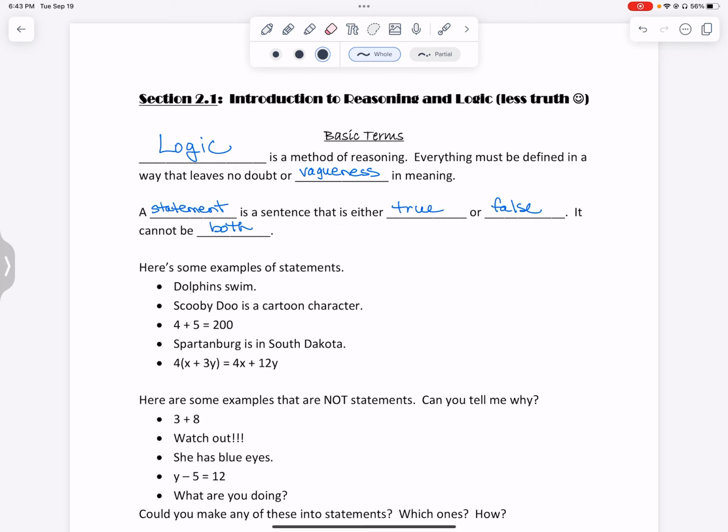So you're going to have a statement, which is a sentence that is either true or false. It cannot be both. So here are a few statements. We've got this one: dolphins swim. Scooby-Doo is a cartoon character. 4 plus 5 is 200. Spartanburg is in South Dakota. And then here is a math statement. Okay, so all of these could be decided to be true or false.